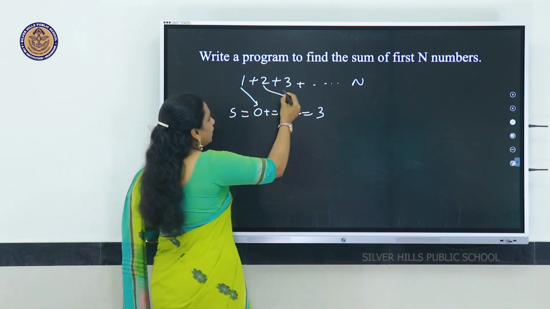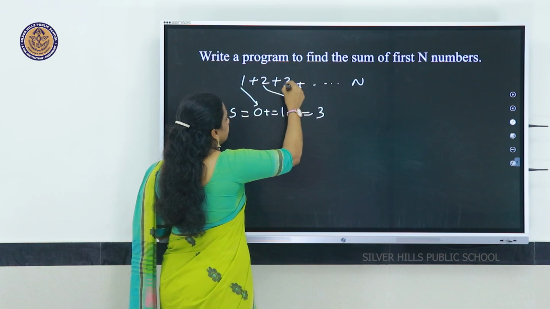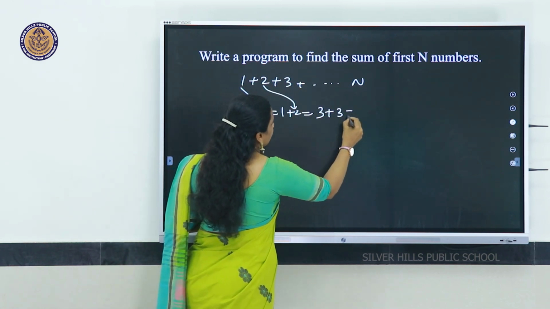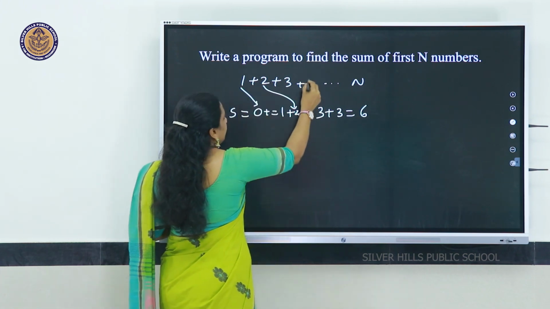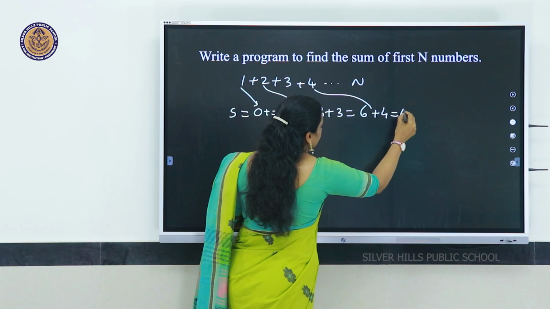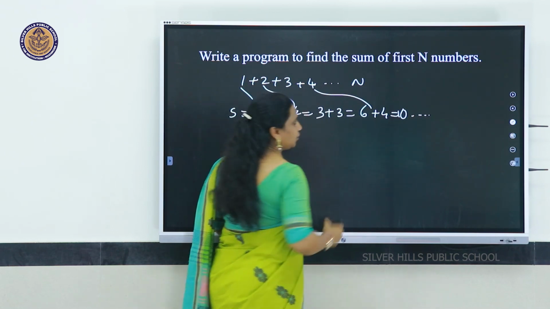Now, what is the next value? 2 plus 1, that is 3. With the 3 you can add 3 plus 3 is equal to 6. Next number, that is 4. 6 plus 4 is equal to 10. This way you can continue.